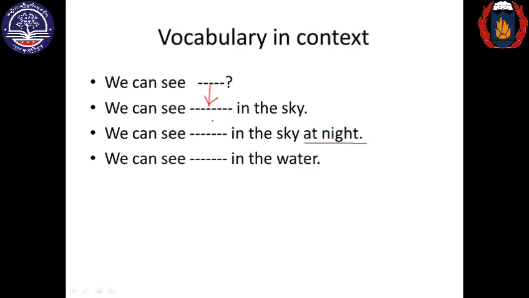But what can we see in the water? Because of "in the water," we can see fish. Can we see fish in the sky? No. Can we see the moon in the water? No. So we can see fish in the water because of the context "in the water." This is called context.